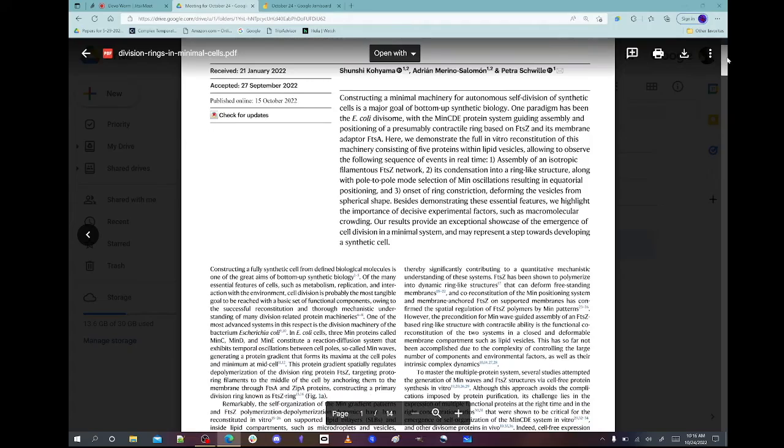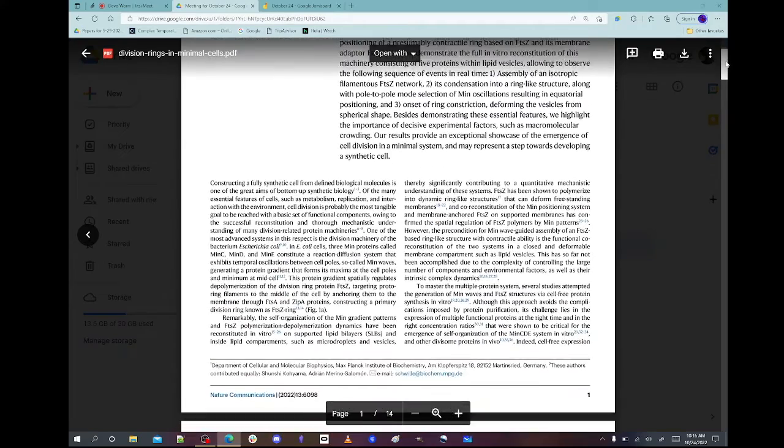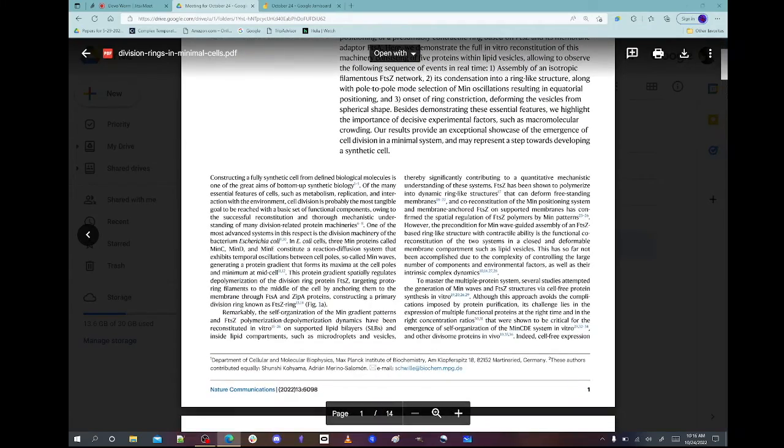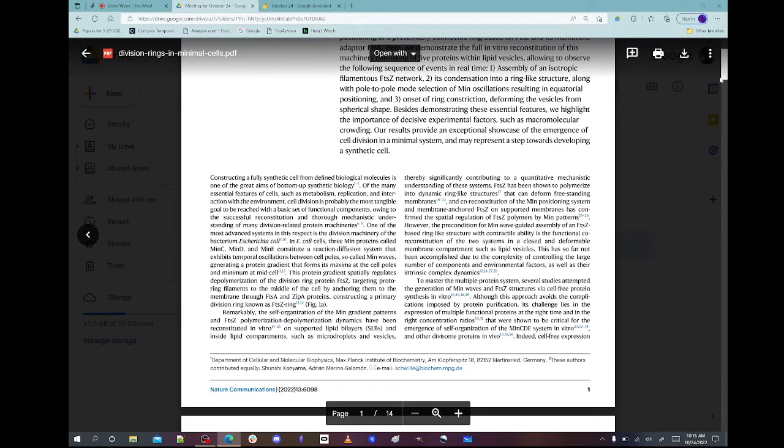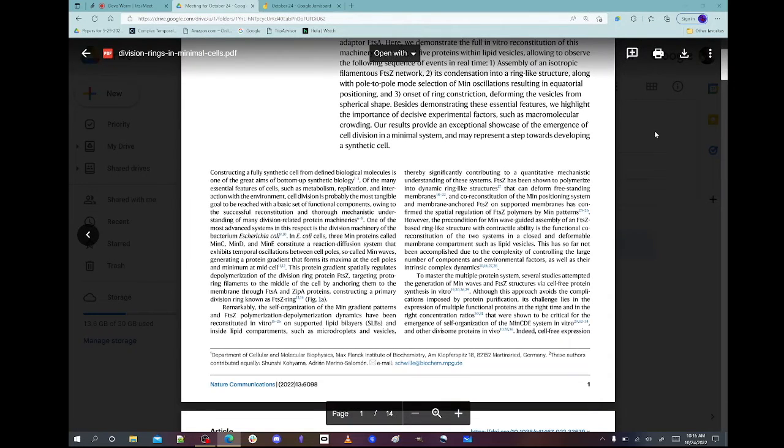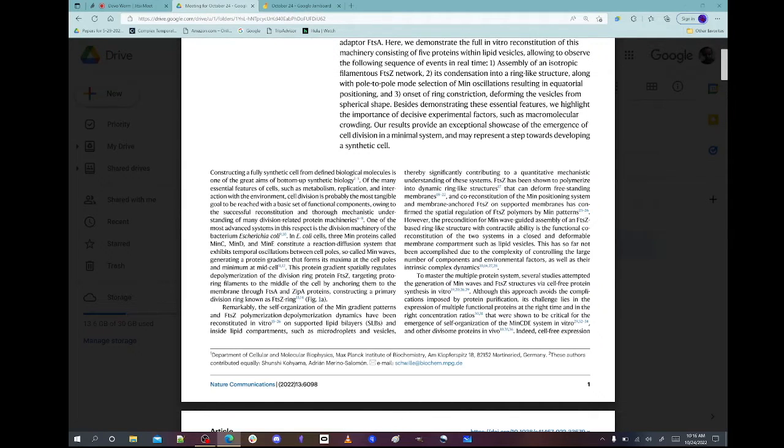So this is a division ring. This is where you basically are trying to put together a multiple protein system. So this is a technical challenge within synthetic biology. They talk about the self-organization of Min gradient patterns and the FtsZ polymerization-depolymerization dynamics that they've been able to reconstitute in vitro.